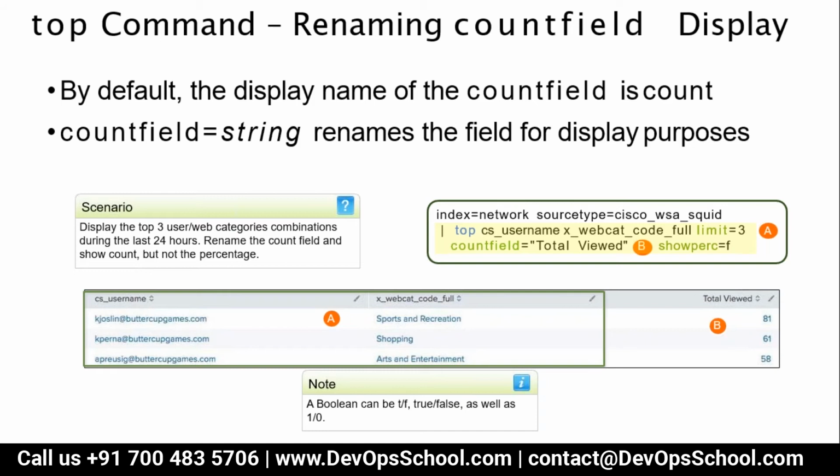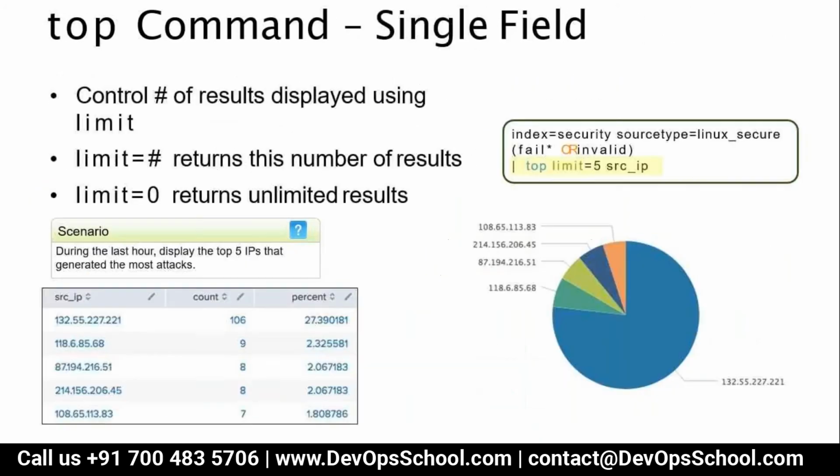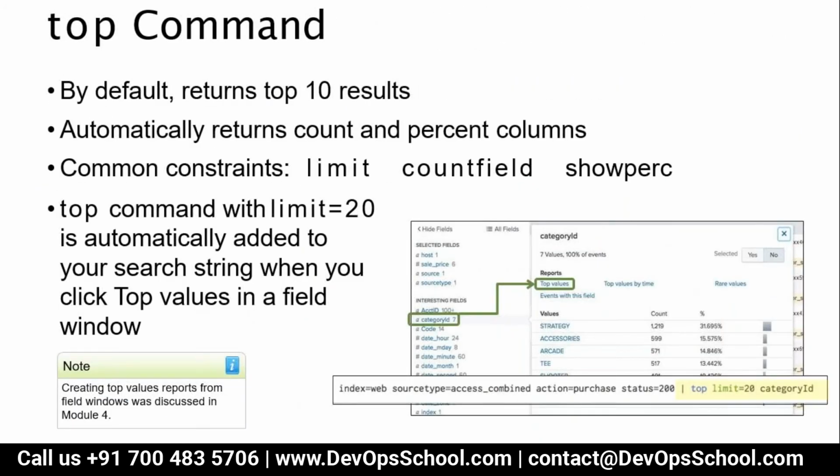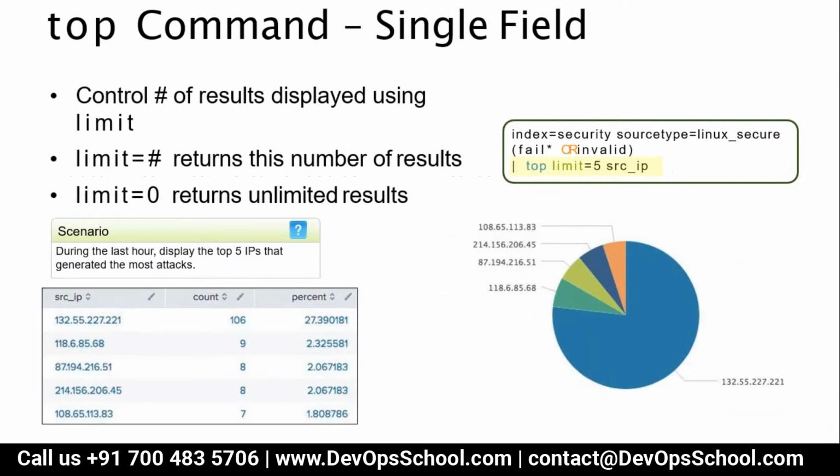So countfield equal to a string renames the field for display purposes. Remember here we had three constraints. See here: limit, countfield, and show percentage. So if you want, you can use countfield to change the string also.